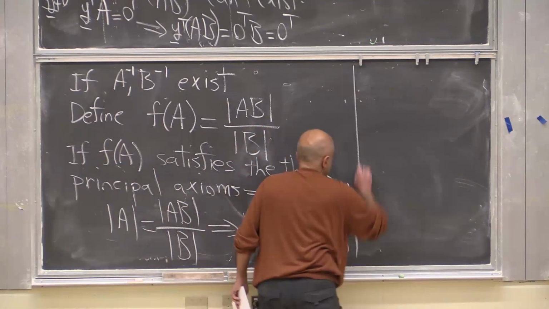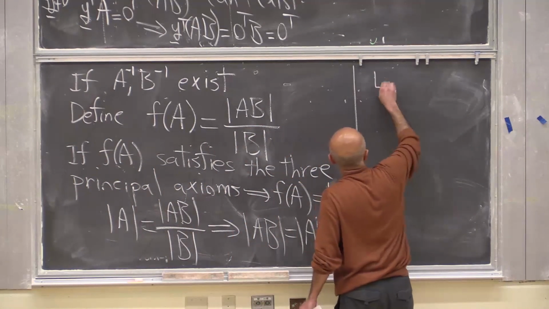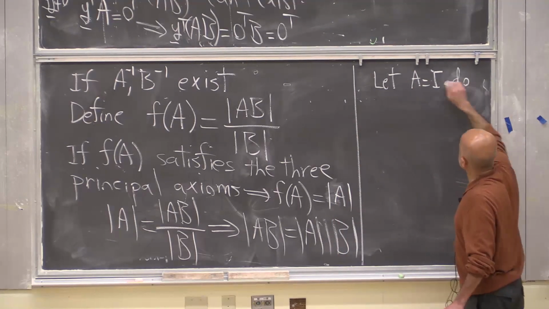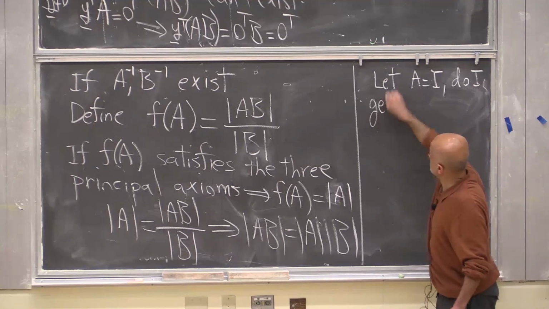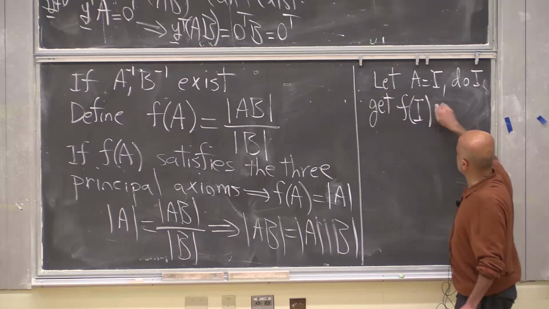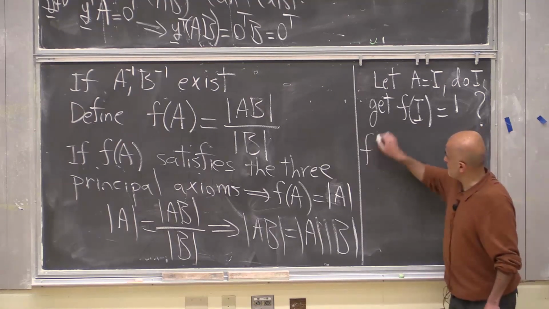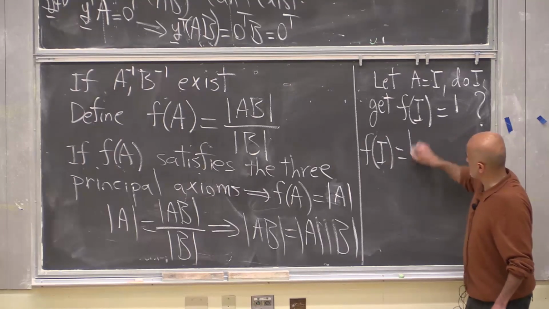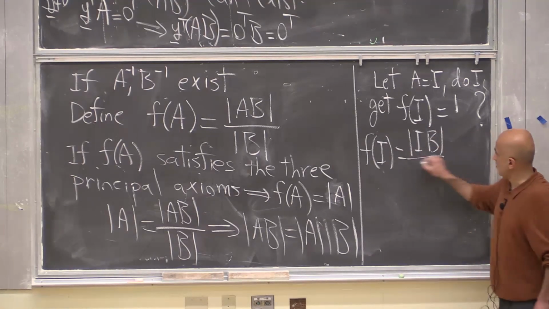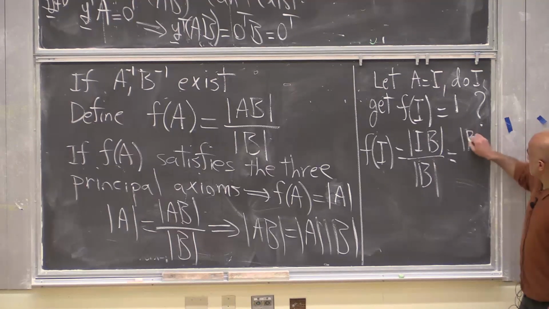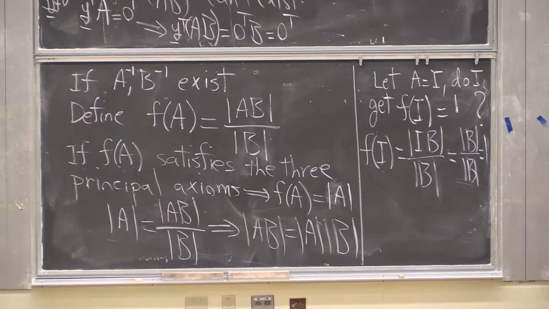So does it? If I let A be the identity, do I get f of I equals 1? Yeah, because f of identity is the determinant of the identity times B divided by the determinant of B. The identity times B is simply B. So this is the determinant of B over the determinant of B, and that's 1. So the first axiom holds.